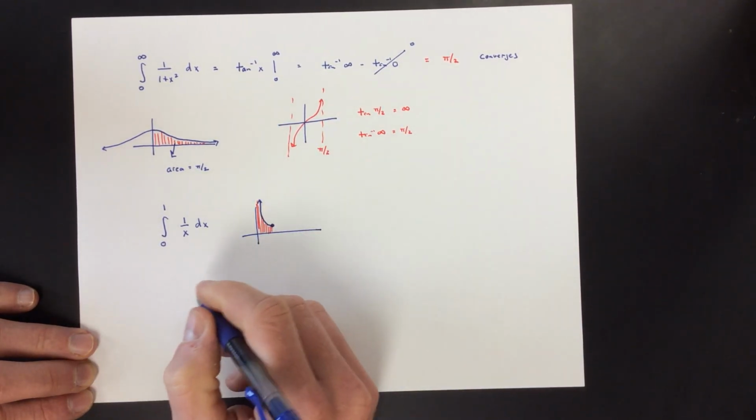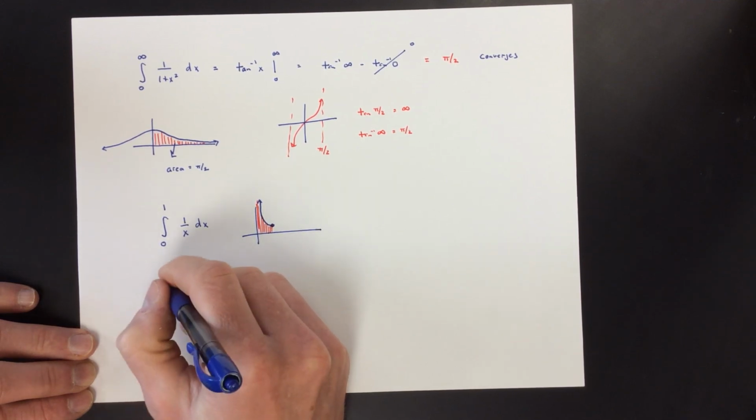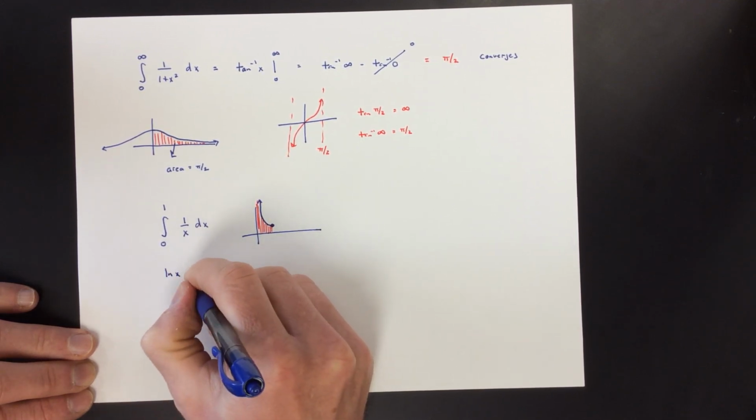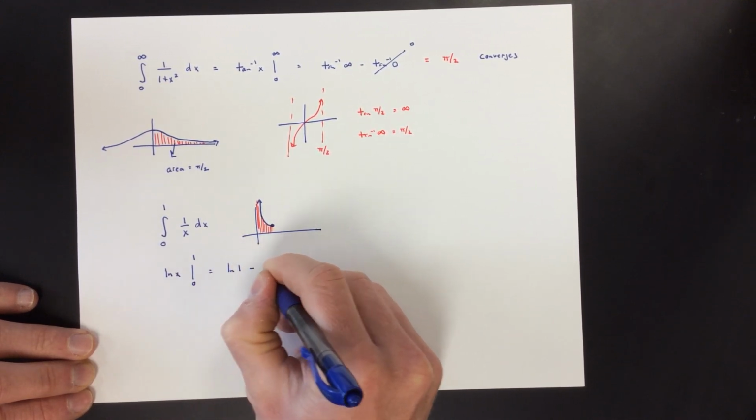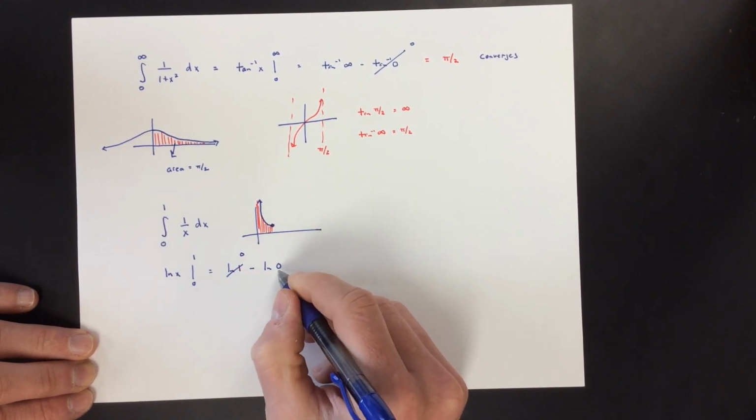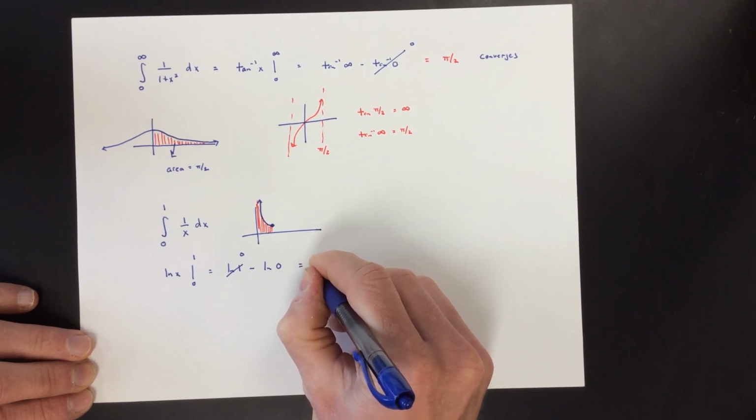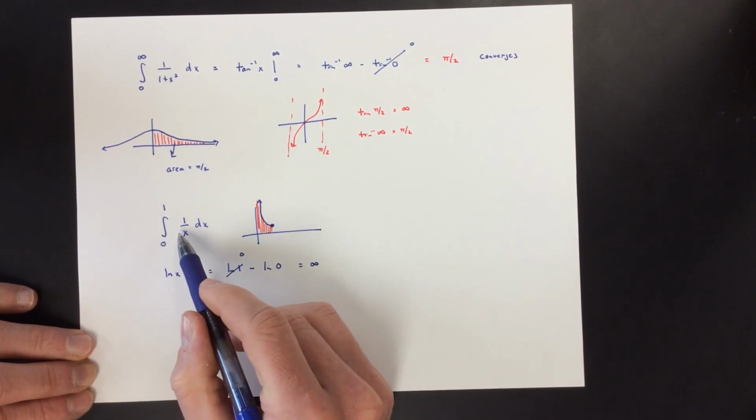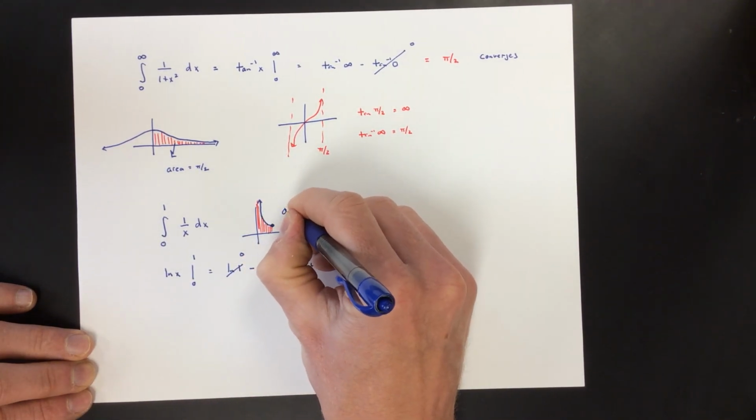Well, you're going to kind of develop some of those same things, but just do the integral. What's the integral of 1 over x? You get the natural log of x from 0 to 1. So you get the natural log of 1 minus the natural log of 0. The natural log of 1 is 0. The natural log of 0 is negative infinity. Negative infinity is infinity. And so in this case, this integral from 0 to 1 also diverges.